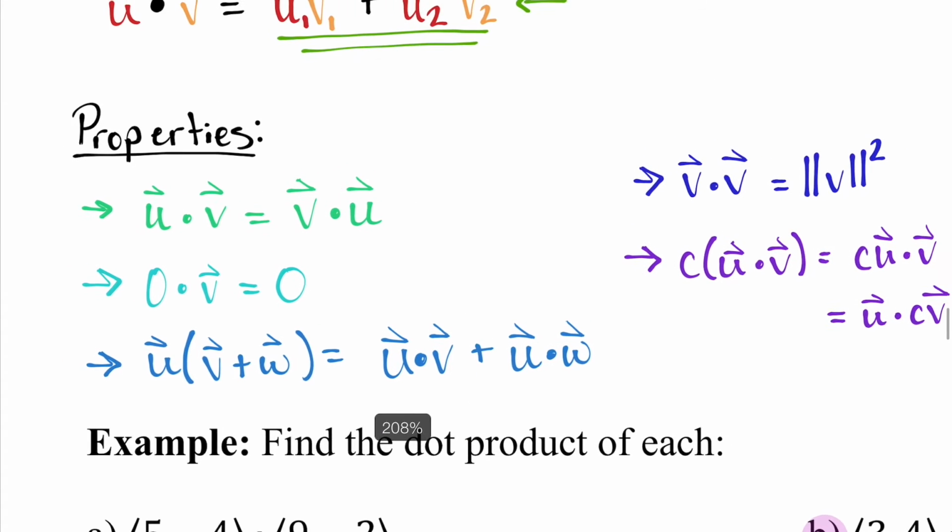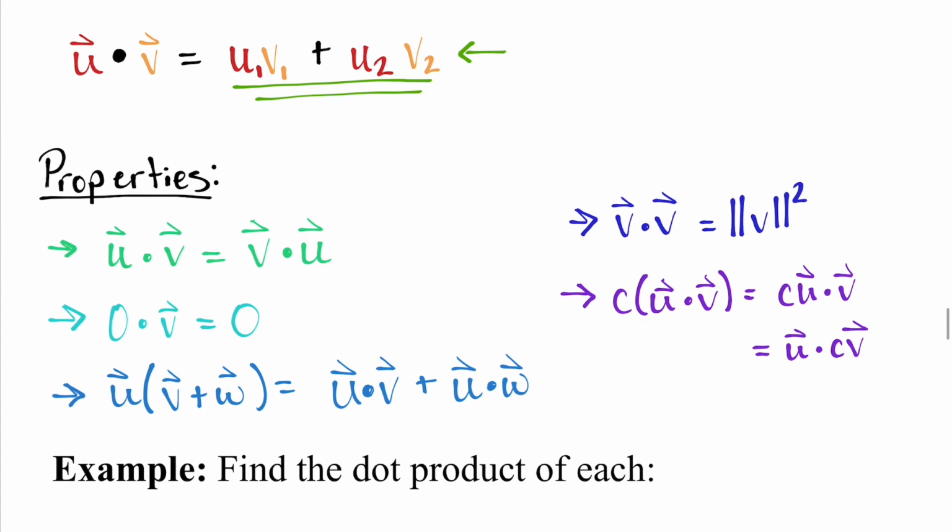When it comes to properties of dot products, because we're multiplying, it doesn't matter the order in which you're multiplying, because it's the same. 2 times 5 is the same as 5 times 2. This also works with vectors. If you're multiplying a vector with 0, you're going to get a solution of 0.